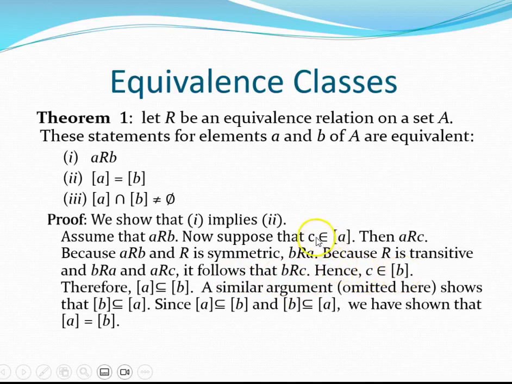That is, any element c of the class of a belongs to the class of b, therefore the class of a is a subset of the class of b. Similarly, we can prove the other inclusion, and from both opposite inclusions we conclude that these two classes are equal.